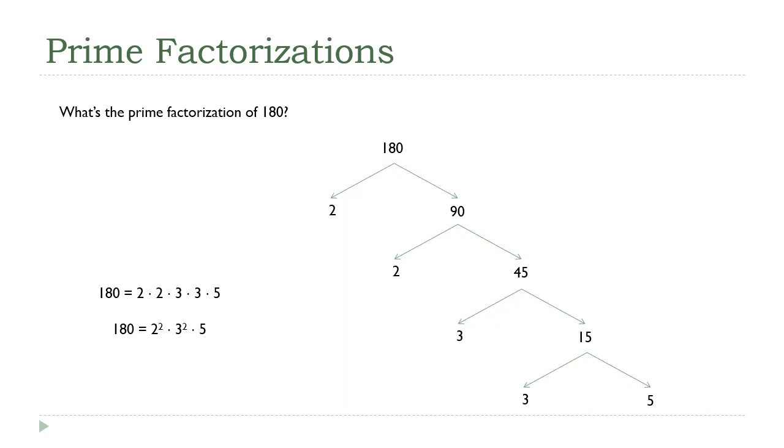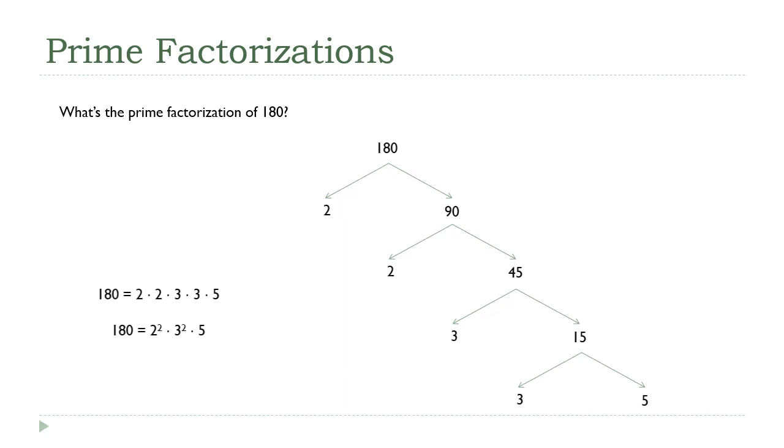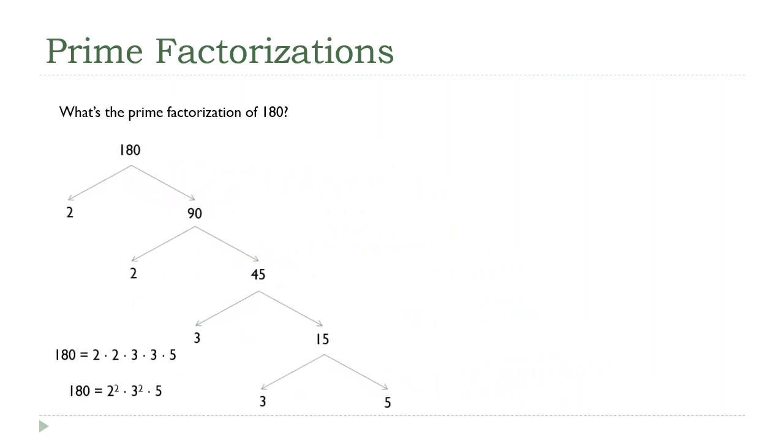Let's try this again, but this time with a slightly different approach. Maybe when you looked at 180, the first thing that stood out to you was the 0 on the end. If a number ends in a 0, then it's divisible by 10, so 10 is going to be a factor. So maybe you said, okay, I'm seeing 10 times 18. And that's a perfectly reasonable way to approach this.